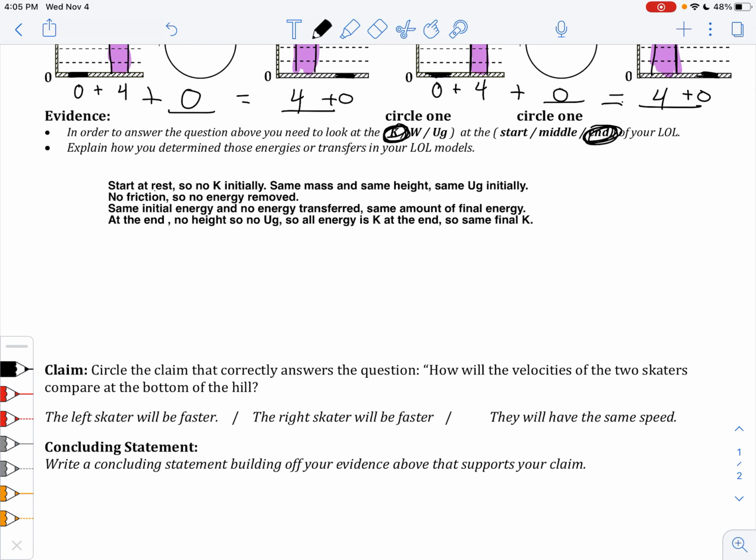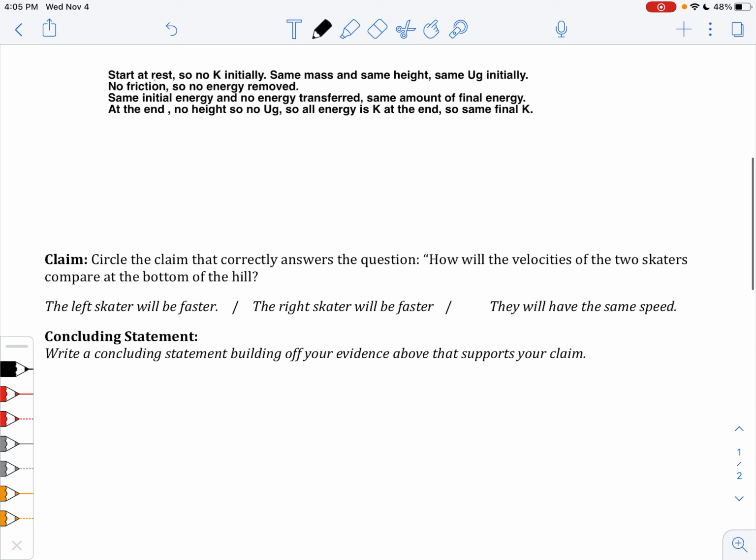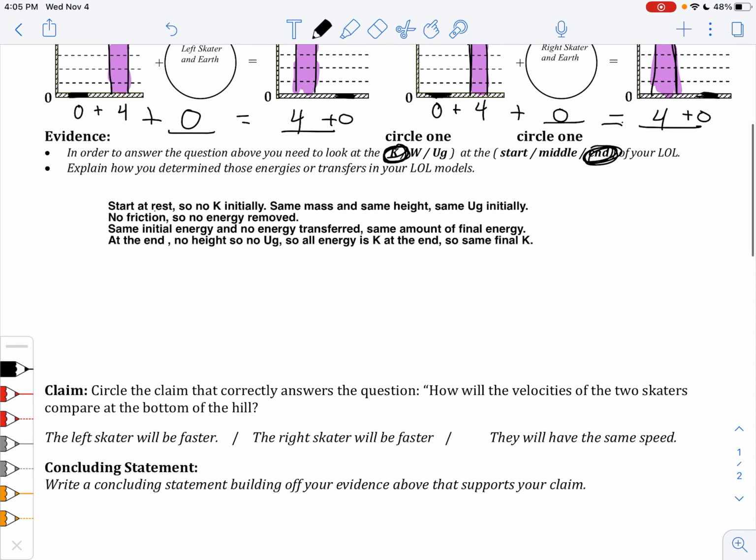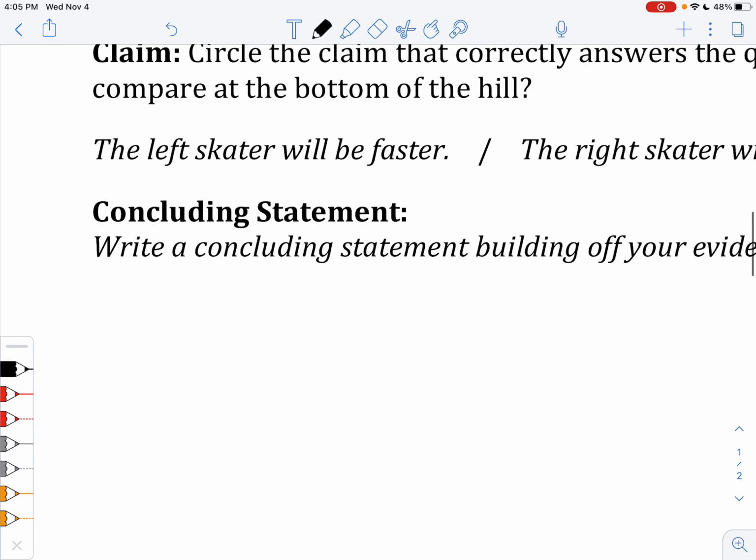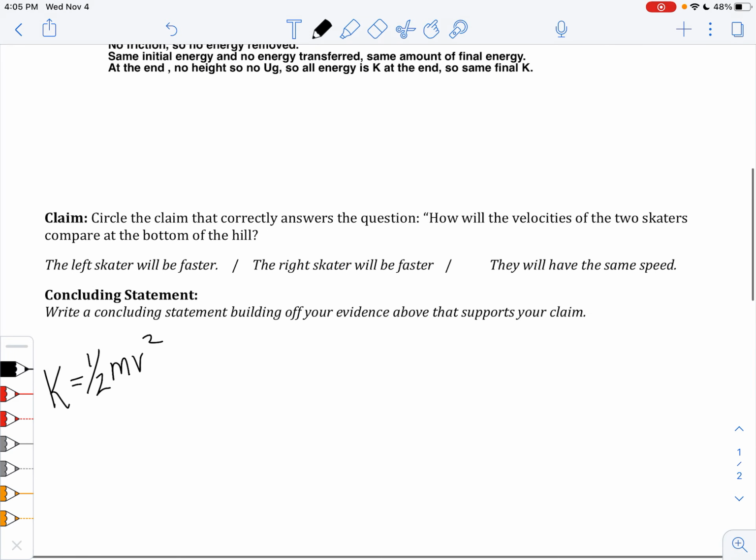I have to answer the question, how will the velocities of the two skaters compare? Well, I haven't gotten there. I haven't said anything about final velocity. So I'm going to go back and look at the K at the end. K is 1/2 mv squared. So under the concluding statement here, K equals 1/2 mv squared.